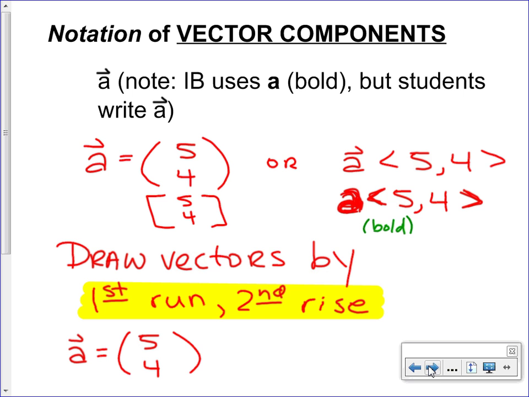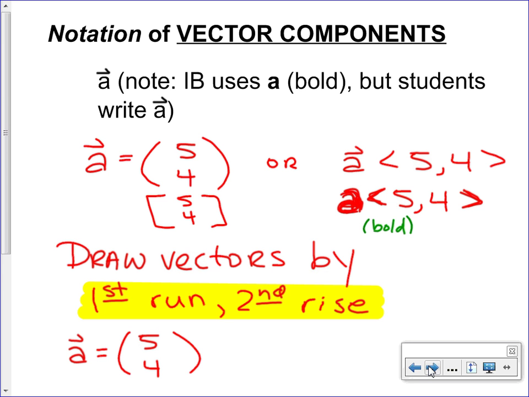All right. So, notation of vectors. When you use vector notation in your IB booklet or in your test or in a textbook, the vector will be in bold. So, for example, vector A will be in bold. So when you read it, you'll say vector A to yourself. But since we cannot write in bold, it's impossible, we put that little arrow sign on top. So vector A can be written as either parentheses, as brackets, or as the two arrow things in the middle, with a 5, 4 in the middle.